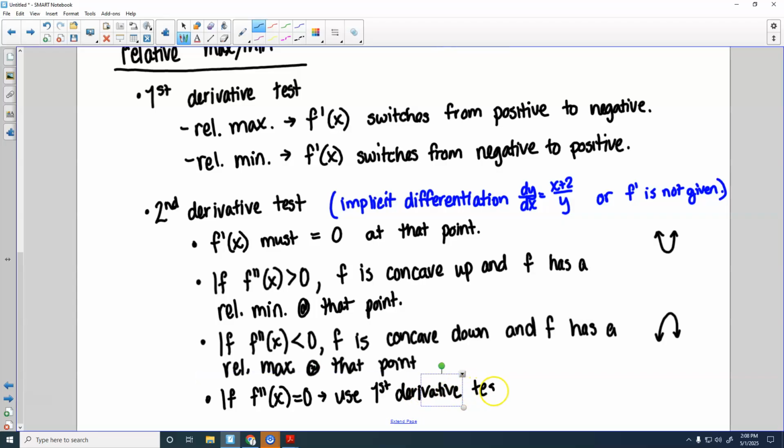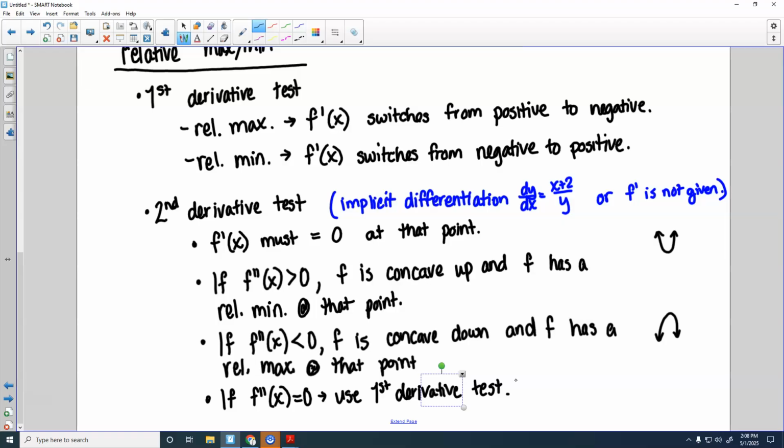So if the second derivative also equals 0, you were trying to do the wrong thing there. You need to go back and do the first derivative test. If that happens and your first derivative is also 0, would the answer be that it's not an actual limit? It can still be. You can still have a relative maximum or minimum at that point.